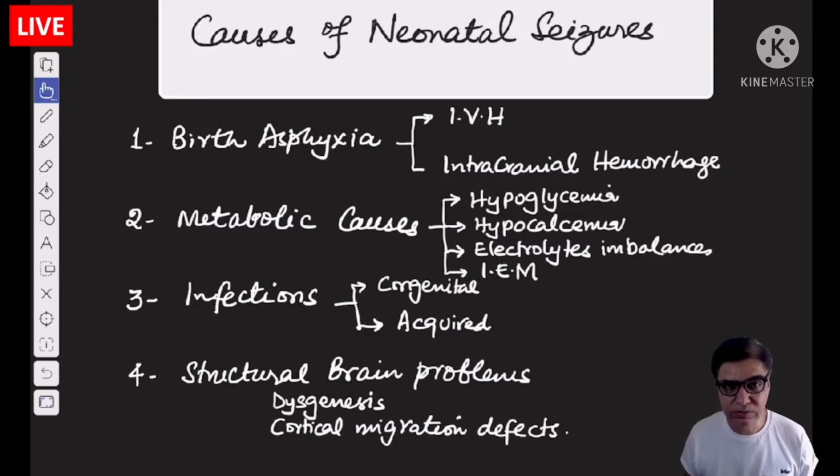Infections themselves, because infections also destroy the neurons, they damage the neurons, they can cause neonatal seizures. And again, infections can be acquired in utero. Most of the TORCH infections like toxoplasmosis, cytomegalovirus, congenital rubella, even Zika virus and HIV, they can cause damage to the brain, sometimes leading to calcification. And when that baby is born, he can present with neonatal seizures.